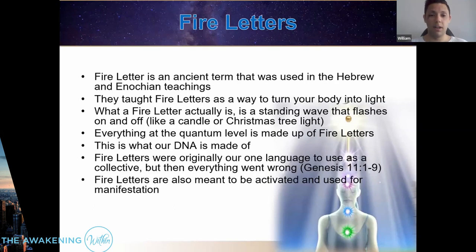So a fire letter is an ancient term that was used in the Hebrew and the Enochian teachings. And they taught fire letters as a way to turn your body into light. And what a fire letter actually is, is a standing wave that flashes on and off, kind of like a candle or Christmas tree light. So these fire letters are a huge key to turning your body into light and ascending. Everything at the quantum level is made up of fire letters. And this is what our DNA is made of, because fire letters are a consciousness.